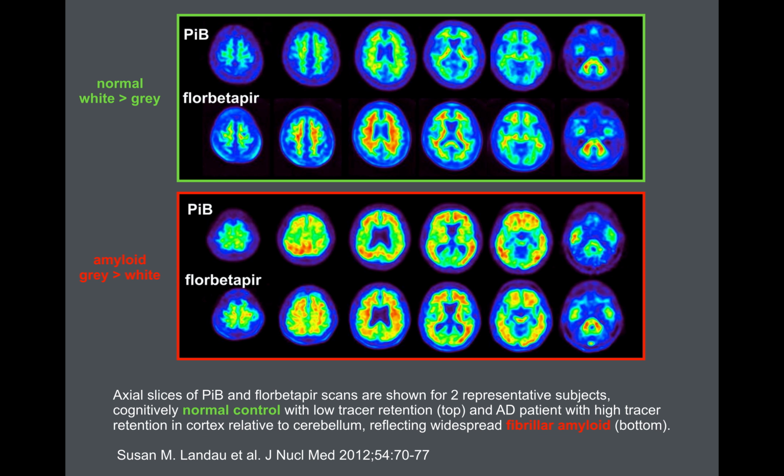So this is the normal and abnormal scans. In normal scans, white matter has more activity than the gray matter. In abnormal scans, the appearance is reversed, and the gray matter has more uptake than the white matter. So just look to see what's more prominent, gray or white matter.